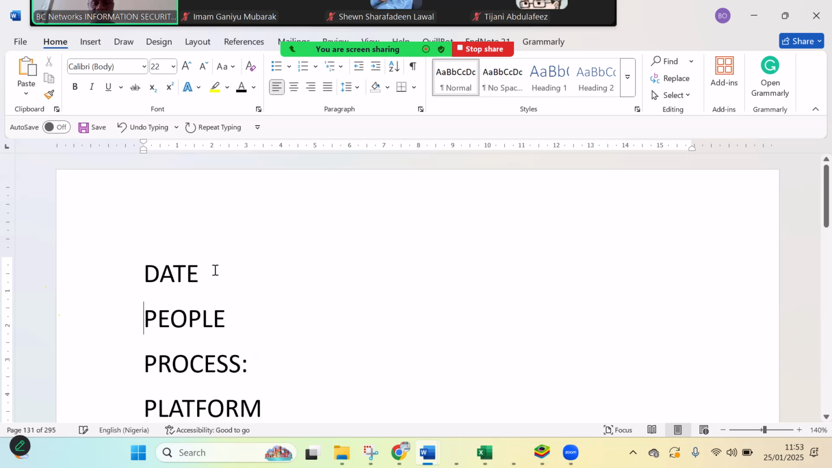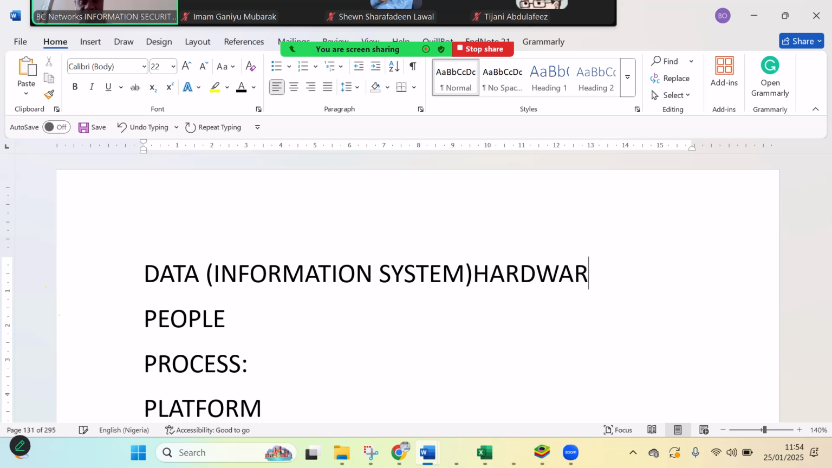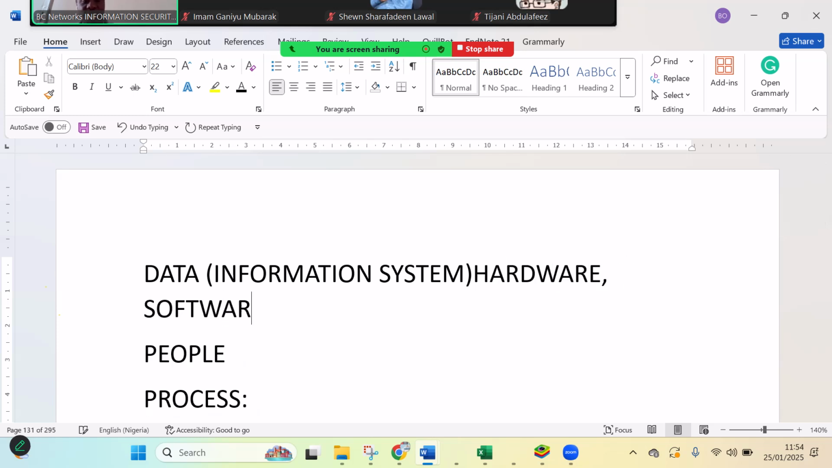We have data, or preferably your information system. So we have your data or your information system. And the information systems comprise of what? Your hardware, your software, your database, your network, and what have you. All these are important information systems that must be safeguarded.